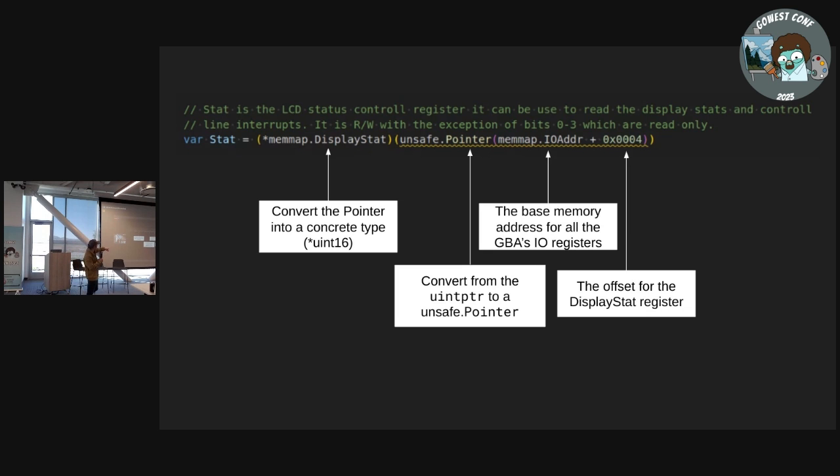Then you convert from this uintptr to an unsafe pointer. And that conversion allows us to cast to a concrete type. So we can say, hey, this uintptr, this unsafe pointer, is actually a pointer to a uint16. So you go through all that song and dance, and now stat is a uint16 pointer that points to a very specific location in memory so that we can talk to and interact with the hardware.